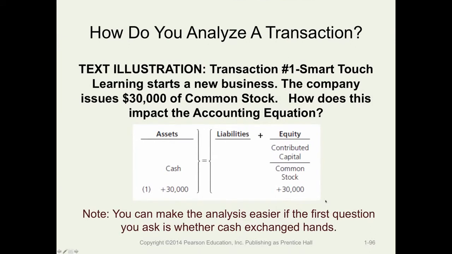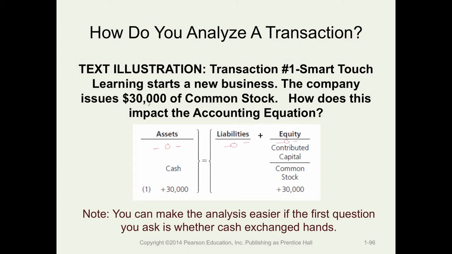This illustration comes from the textbook, and Smart Touch is a company that we're going to be looking at throughout the semester. Again, it's part of our textbook sample company, and right now we're going to look at this company from its inception. And we're going to assume that the company starts off, of course, with no cash. So, you don't have anything when you start. So initially, there's no assets, no liabilities, and no stockholders' equity in this business.